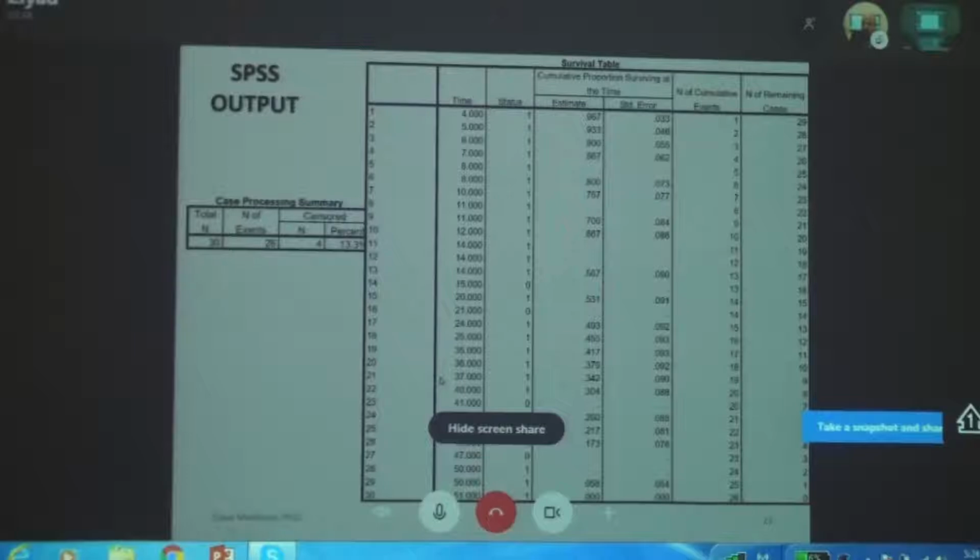So this is the output that we get, and this is exactly what we computed at time 4. The estimate of survival was 0.967. So at 4 weeks, the probability of surviving is 96.7%. The probability of surviving, let's say, for 20 weeks is 53.1%. The probability of surviving for 40 weeks is 30.4%, and so on.